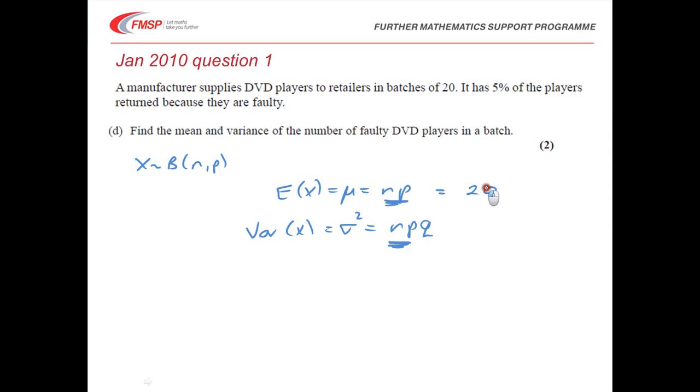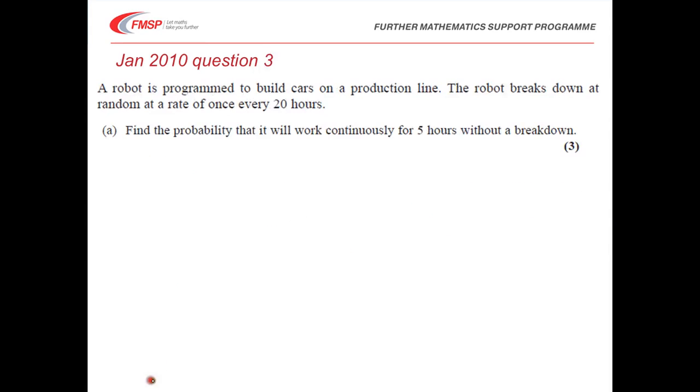So here n was 20, p is 0.05, which gives me a value of 1. So I can now state that this is np, which is 1, times by q, which gives me a variance of 0.95. So it's 2 marks, 1 mark for getting each one correct. These are given to you in the formula sheet, so you don't get much credit for those. It's just getting the right answer that they're interested in here.